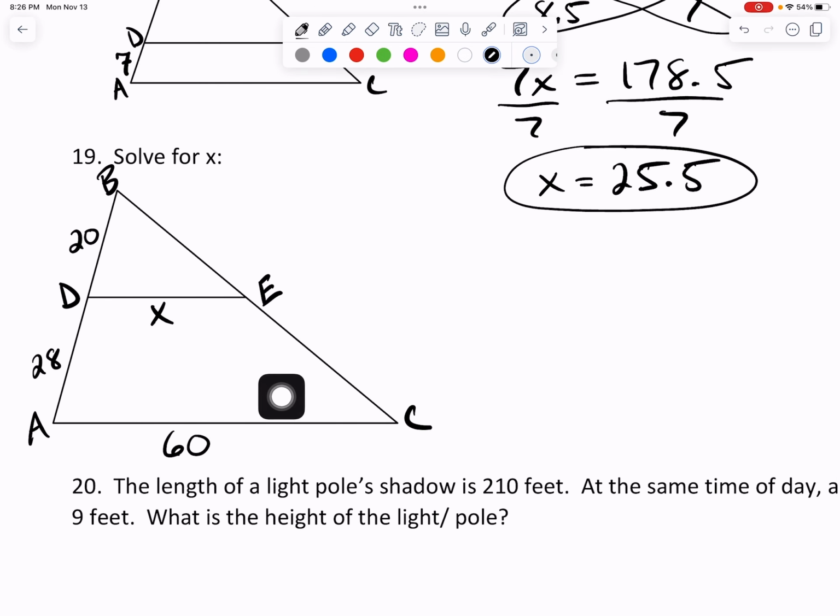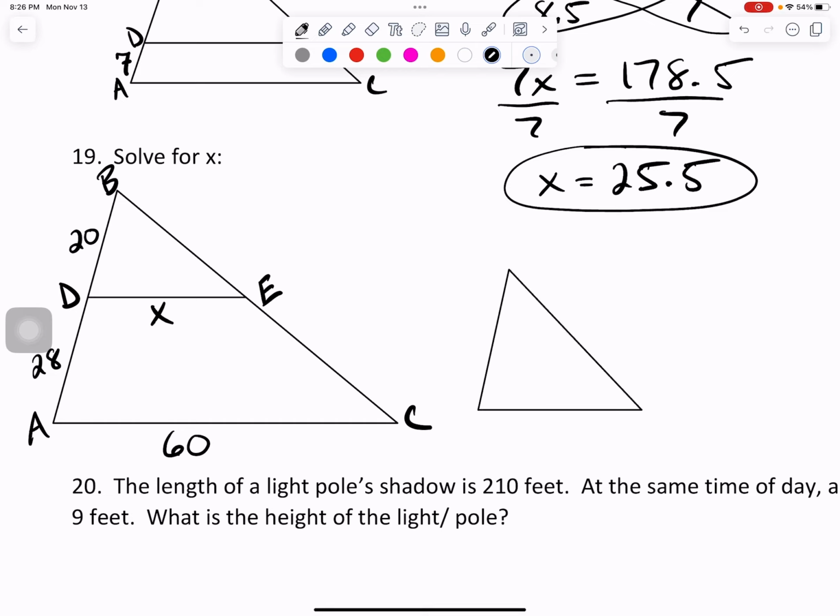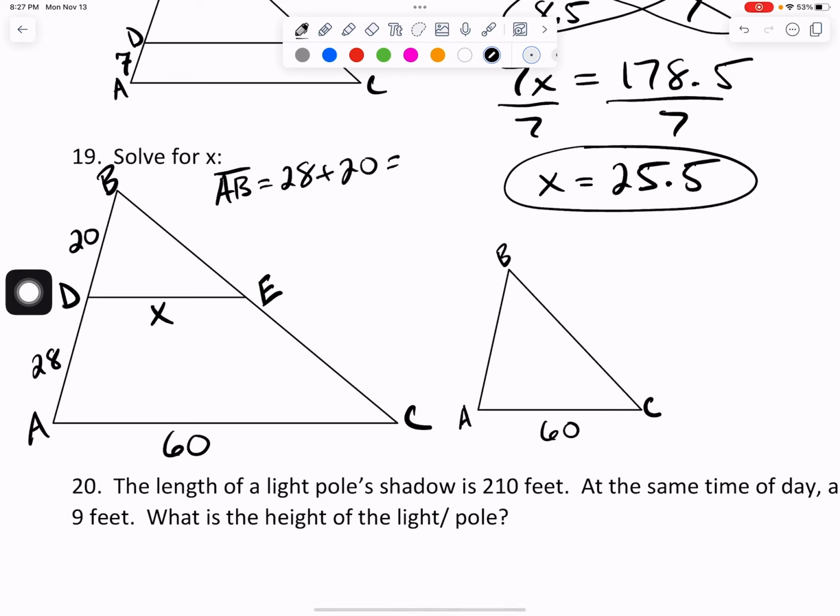Now again, this is the one where we're solving for the parallel line itself. If you find it beneficial to draw out both triangles, feel free. Do your large one. It doesn't need to be perfect, just needs to be close, as long as you can see it. Our larger triangle is ABC. From A to C, it's clear that it's a 60. From A to B, AB equals 28 plus 20, which is 48. Good job. We'll give it a 48.